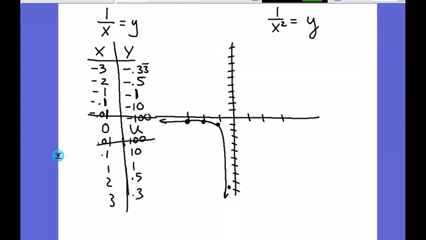I need to do the positives now. So at 0.1, which is really close to the y-axis, we're going to be up at 10. At 1, we're going to be at 1. At 2, we're going to be at 0.5. And at 3, we're going to be at 0.3. So it's the same shape. It's just like a reflected image, if you will. This is what the graph of 1 over x looks like. Okay? All right, so that's this one. We got that one taken care of. Let's talk about the graph of 1 over x squared.